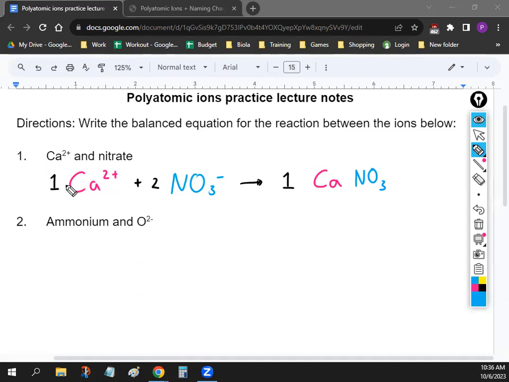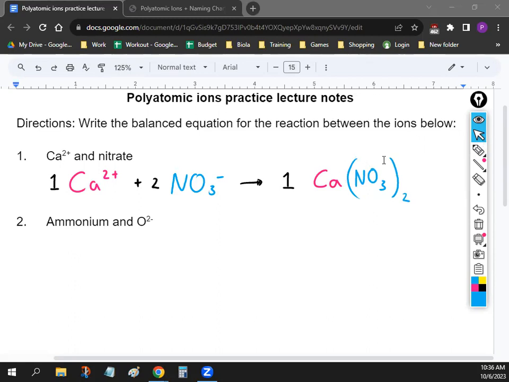All right, since we only need 1 calcium, we can leave it alone when it comes together. But we need 2 nitrates, right? So we need 2 of this entire thing right here, the entire NO3. So we put parentheses around the whole thing, and then we just put a 2 behind it. Okay, just to show we need 2 nitrates in total. Okay, and that's it. That's pretty much what we've been doing.